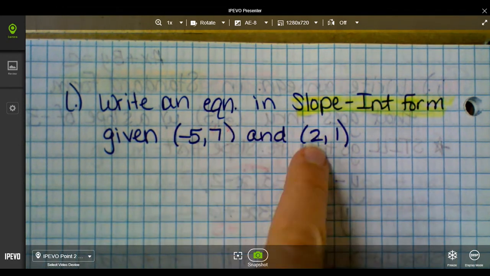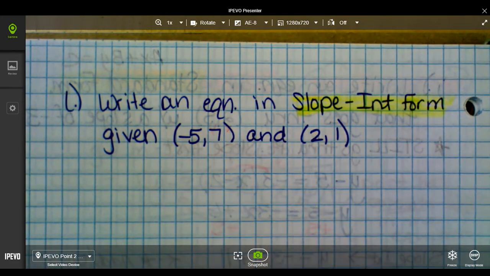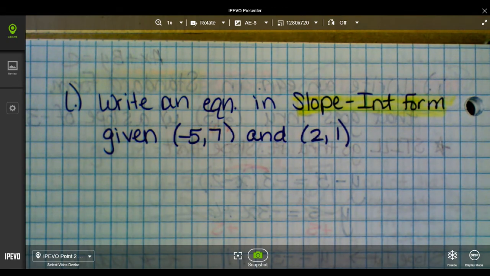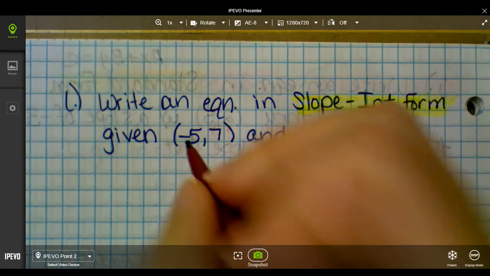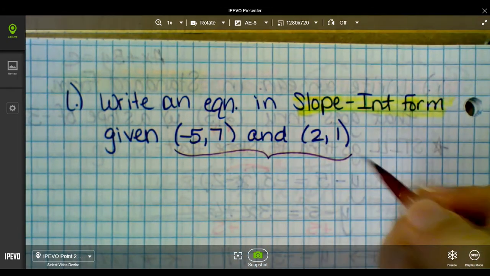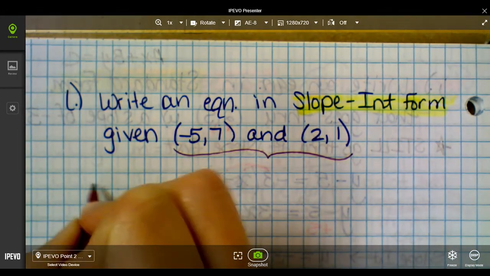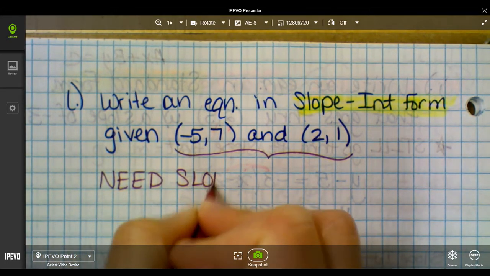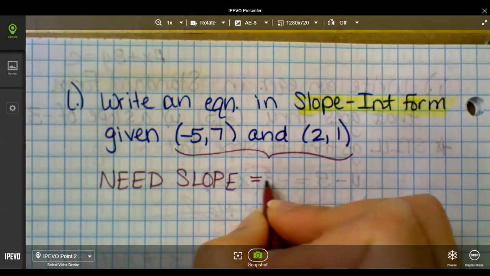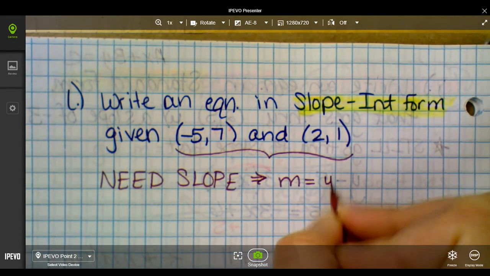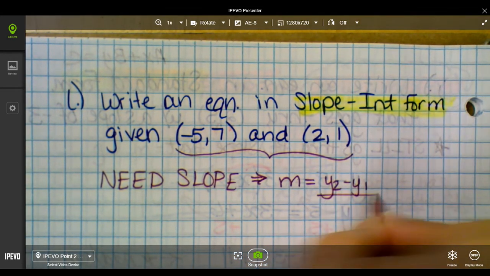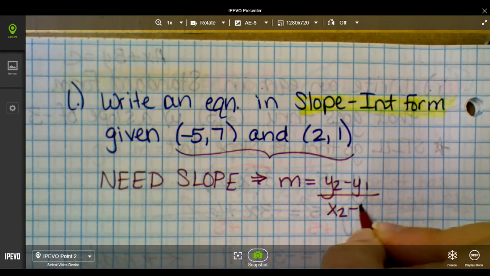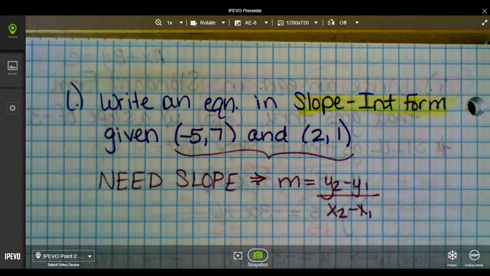I do not have a y-intercept as either one of my points, and they didn't give me a slope. But can I figure out what my slope is from 2 points? And you guys should be saying absolutely. So the first thing that I need to do is I need my slope. You should be remembering our formula: y2 minus y1 over x2 minus x1. All right, so let's find that real fast.